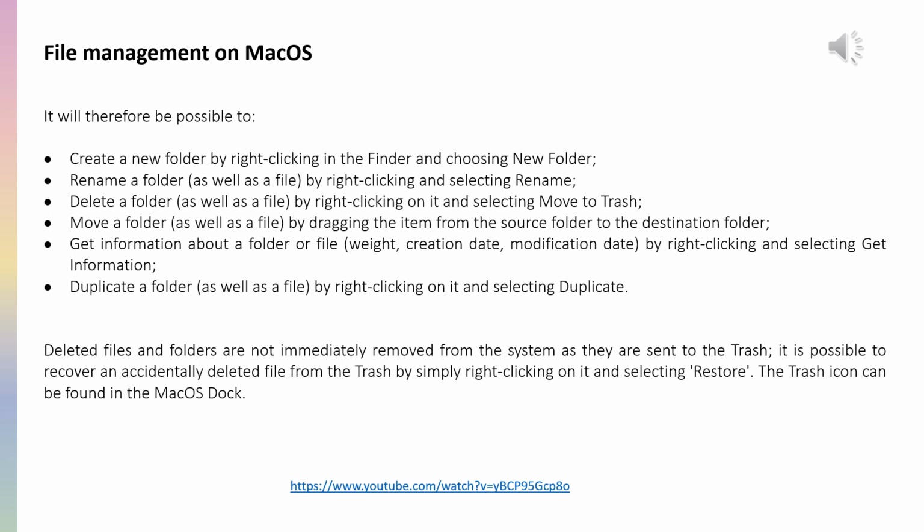Rename a folder as well as a file by right-clicking and selecting Rename. Delete a folder as well as a file by right-clicking on it and selecting Move to Trash. Move a folder as well as a file by dragging the item from the source folder to the destination folder. Get information about a folder or file, with creation date and modification date, by right-clicking and selecting Get Info. Duplicate a folder as well as a file by right-clicking on it and selecting Duplicate.